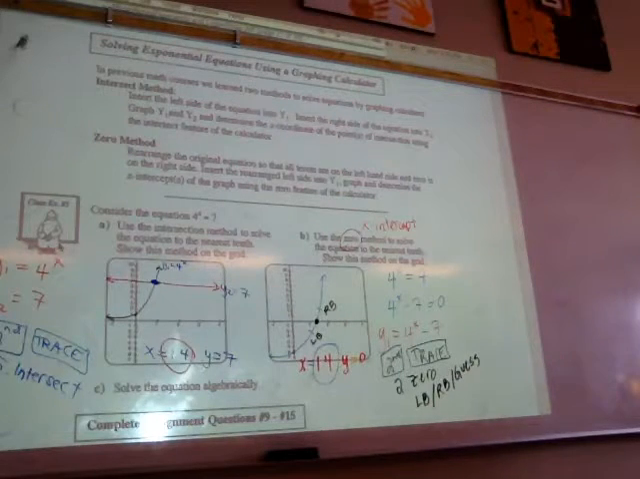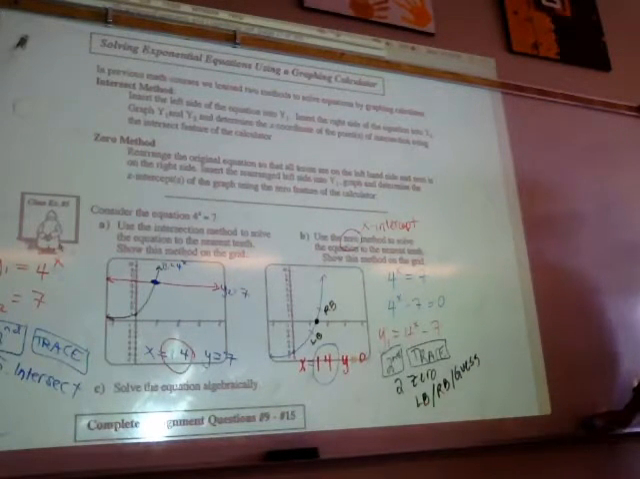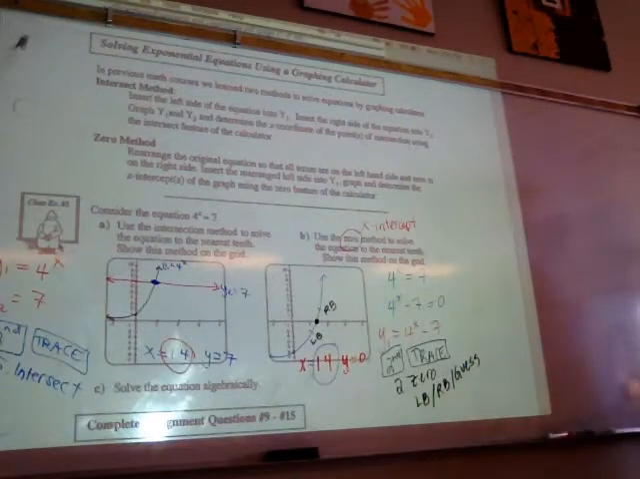Okay, we could solve this algebraically, but we've done a ton of that today. So I think you guys would be able to do that as well.